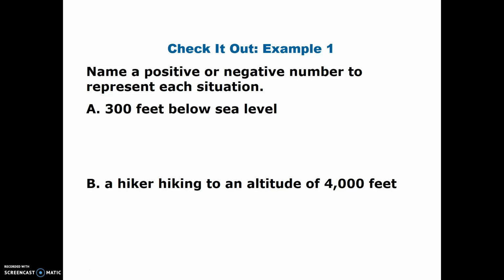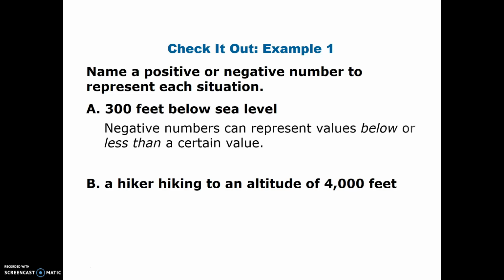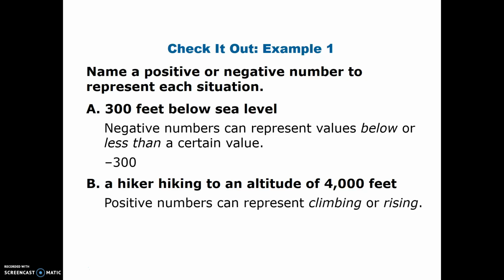Okay, 300 feet below sea level. Again, we're using that word below or less. So that's going to give us a negative value, -300. B, a hiker hiking to an altitude of 4,000 feet. Well, they're hiking to an altitude, they're going up 4,000 feet. So climbing or rising, plus 4,000. And again, if you just wrote 4,000, that's okay.